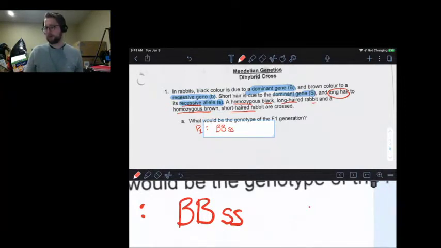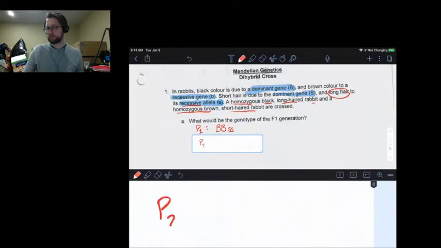Parent number 2 is going to be homozygous for brown hair. So that's excessive because we know that brown hair must also be the recessive genotype. So that's going to be 2 little brown b's. And they are short-haired.